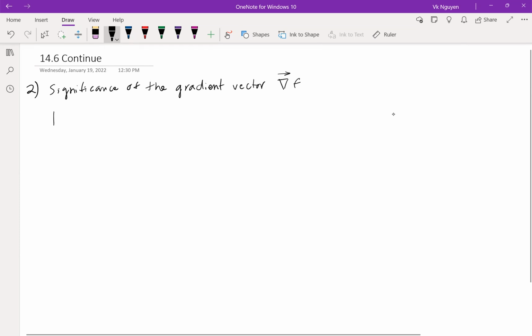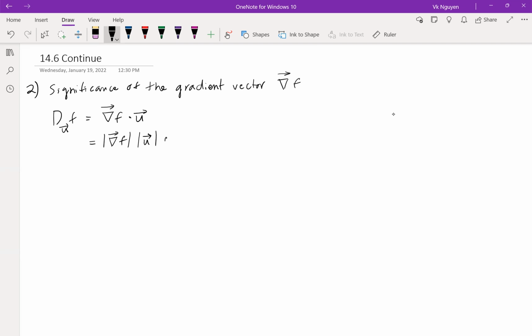We know that the directional derivative of the function in the direction of the unit vector is the dot product of the gradient vector and the unit vector. So from the definition of the dot product, we can work it out a little further. This is the magnitude of the gradient vector multiplied by the magnitude of the unit vector times the cosine of the angle.